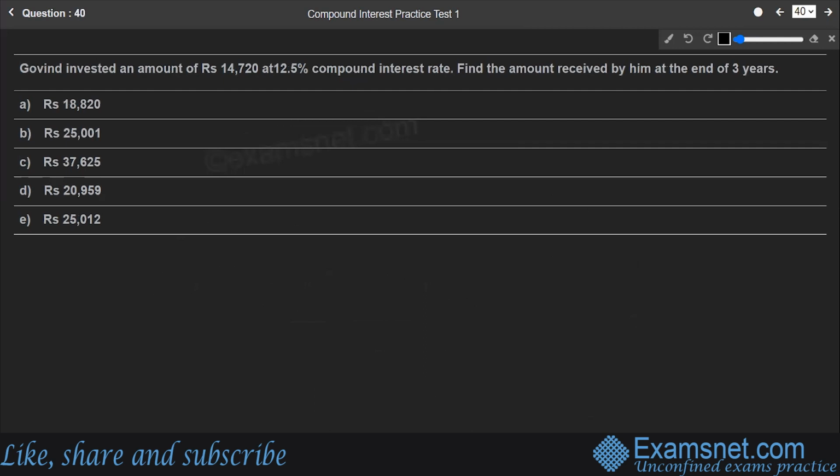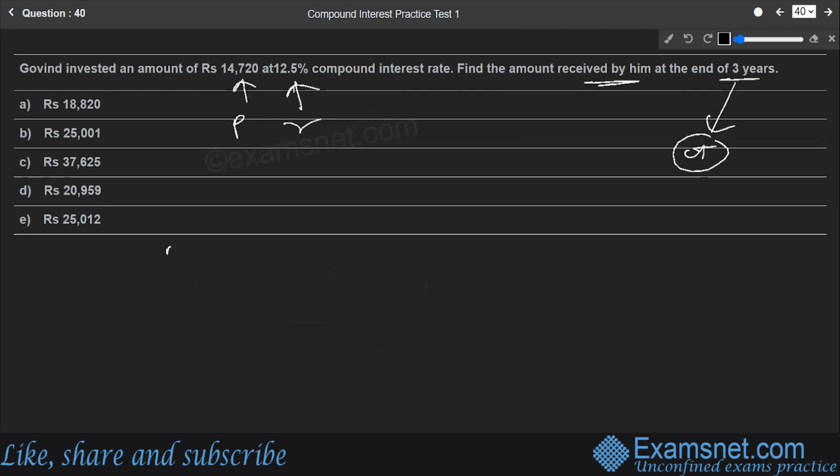Okay, question number 40. Govind invested an amount of rupees 14,720. So 14,720 is the sum at 12.5% compound interest. That is the rate value, and this is the principal value. Find the amount received by him at the end of 3 years. So the time value is 3 years and the amount value is unknown.